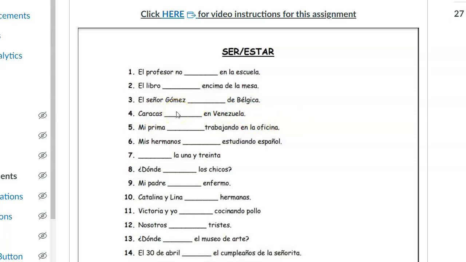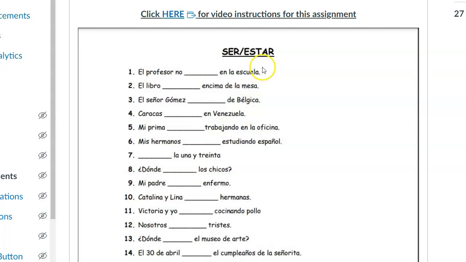And then finally for number 5, mi prima está trabajando en la oficina. This is actually an example of action. And we'll talk about this in class briefly. These aren't examples that you'll see on your quiz next week, but rather because it's a grammatical structure that we've not gone over yet together.